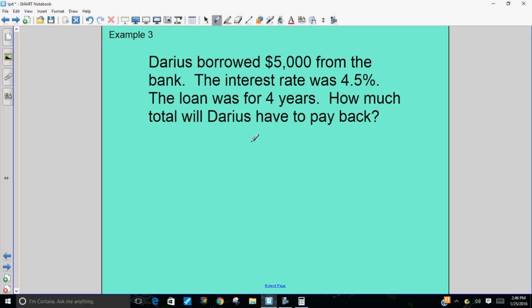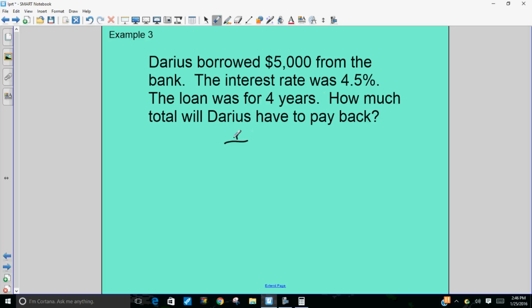Alright, example 3. This says Darius borrowed $5,000 from the bank. The interest rate was 4.5%. The loan was for 4 years. How much total will Darius have to pay back?